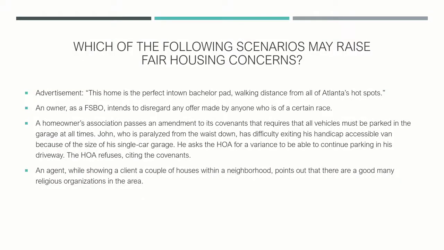Which of the following scenarios may raise fair housing concerns? So now we're going to have a little fun with advertising. Let's just say the advertisement reads, this home is a perfect in-town bachelor pad, walking distance from all Atlanta's hot spots. I'm going to say no to that one for two different reasons. One is we do use the phrase bachelor pad, which would fall under the familial status umbrella. And I would refrain from walking distance just because there are so many other ways we can point out that it's close to hot spots without stating anything that might infringe on handicap status.